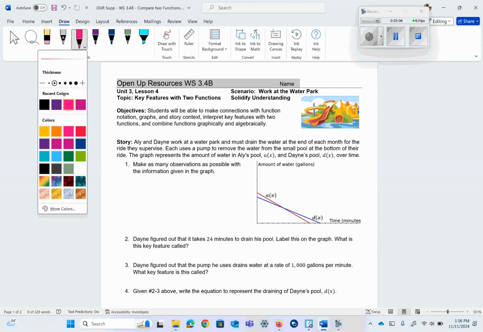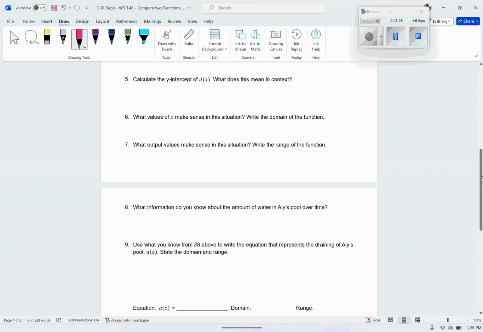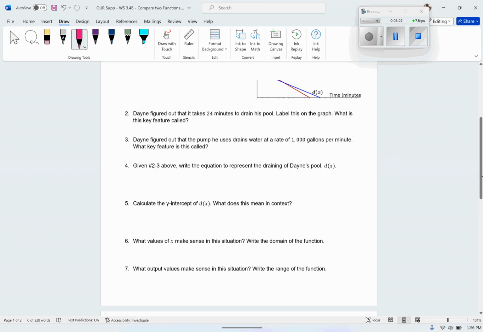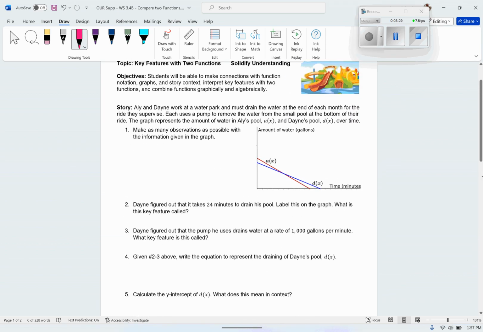All right. So time in minutes and the amount of water in gallons. Let's see what we can do here. I'm going to lay this flat. Let's see what we can jot down about this information. It says, make as many observations as possible with the given graph.